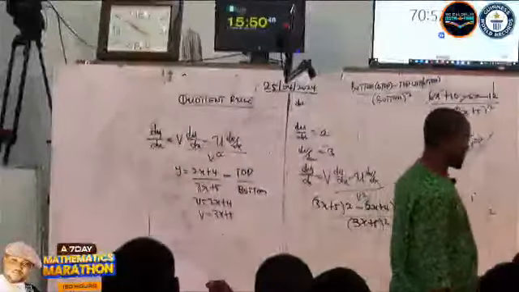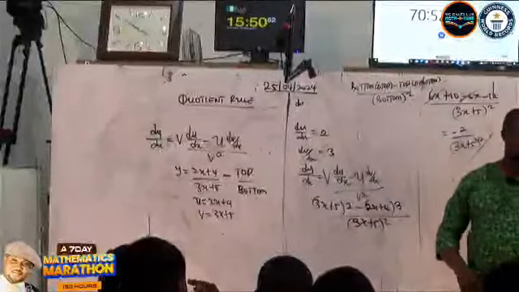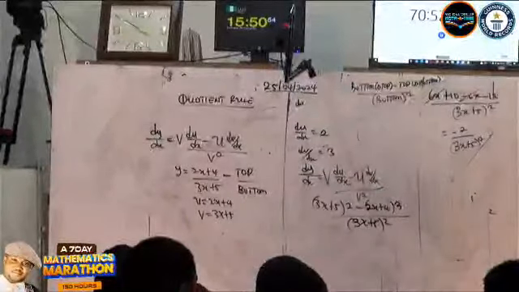All right. Now we've been able to understand. You will not forget quotient rule, product rule. Did I use it?